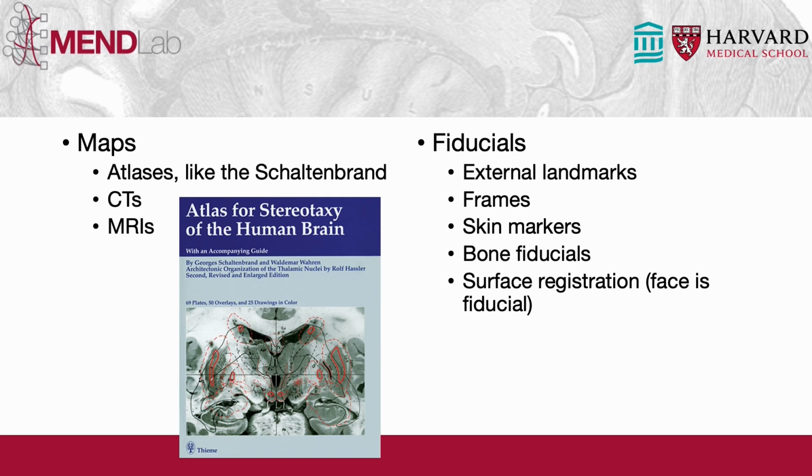The fiducials for all these are things like external landmarks, so the nasion or the external auditory meatus, the frames themselves, which you can visualize in CT scans or MRI scans, skin markers that you might put on, the little stickers, or bone fiducials, which you can screw in before taking a CT scan, or even surface registration, where you use the patient's face, nose, and facial features as a way to register those to the images you're looking at.